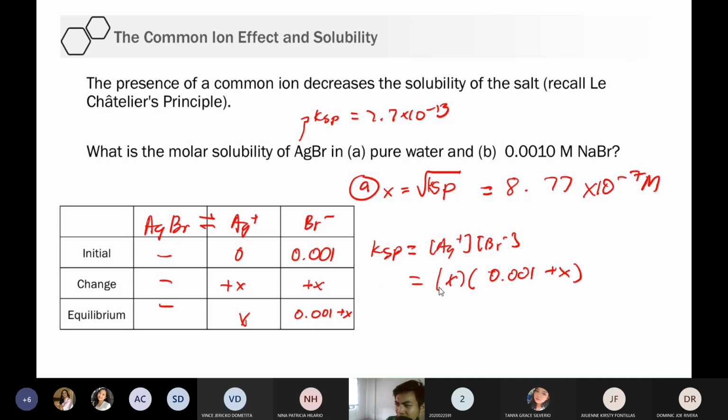So from this, we can solve for the value of X. Okay? So distribute lang natin yung terms. Okay? So can we use the square root of KSP dito? Hindi pwede. Wala pala tayong initial amount ng AgBr. So we cannot use the square root of KSP kasi wala tayong initial amounts nito. So no choice, quadratic equation tayo today.